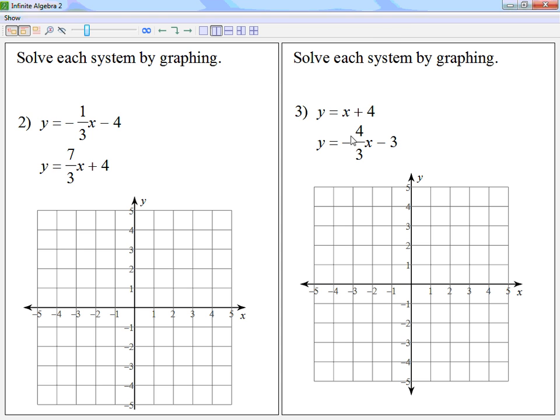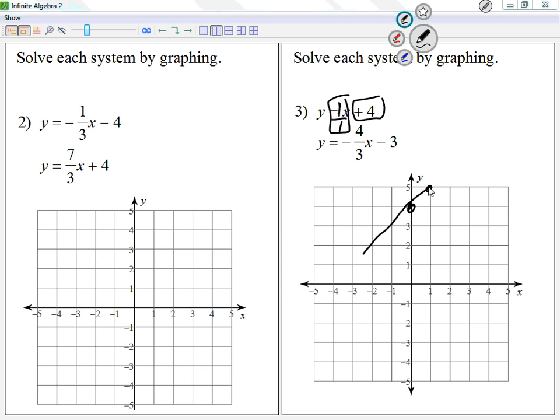So the first equation, I'm going to start at positive 4. Technically, the number in front of the x is a 1, so 1x. But I want it as a fraction, so let me put another 1 at the bottom. So now my slope is 1 over 1. Up 1 over 1. So it gives me that. I'm going to draw my line.